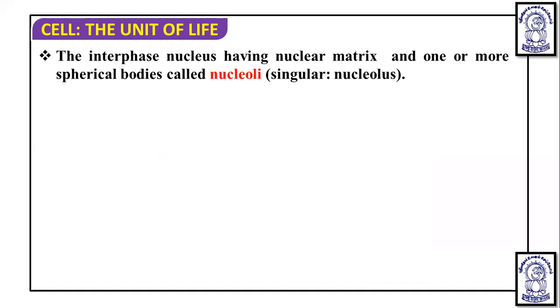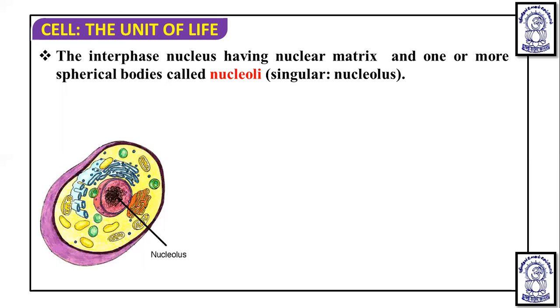The interphase nucleus, or the non-dividing cell nucleus, has a nuclear matrix and one or more spherical bodies called nucleoli. The singular is nucleolus, and the nucleolus is involved mainly in rRNA synthesis. So this is the nucleoli, and the nucleolus is present here like this.